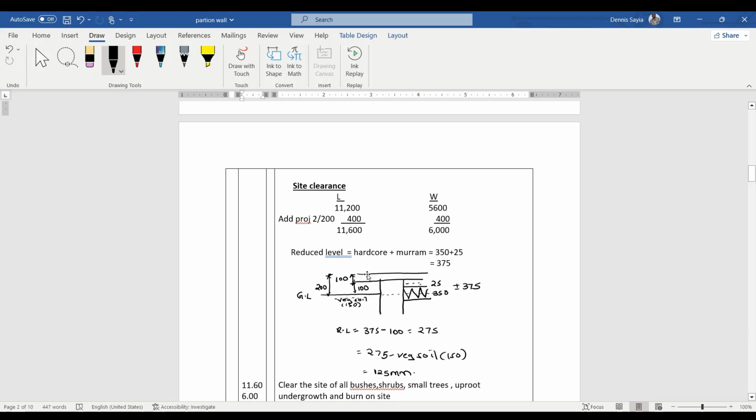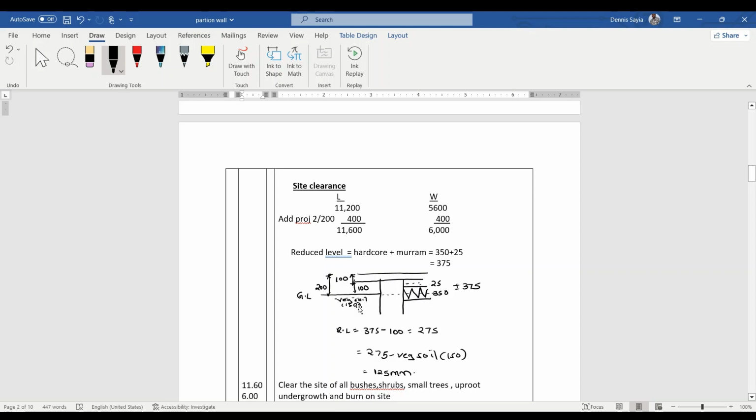Now, we have our slab here is 100, and from the top of the slab up to the ground level is 200, meaning whatever remains here is 200 minus 100, that gives us 100. And then we have the murram plus the hardcore, that is 350 plus 25, they give us 375. Now, to get the reduced level, from this point up to this point is 100, but from this point up to this point is 375. So if you subtract 100, we are left with 275. That is from ground level up to the bottom of the hardcore is 275.